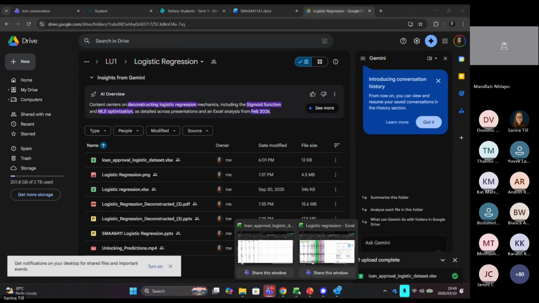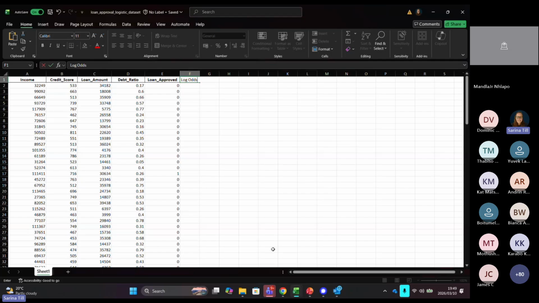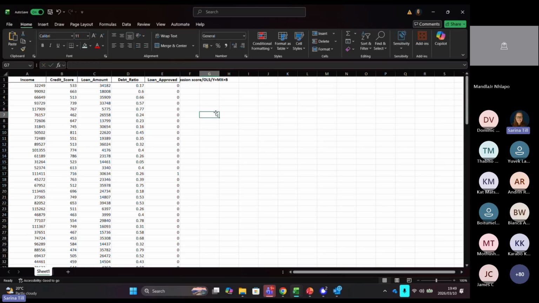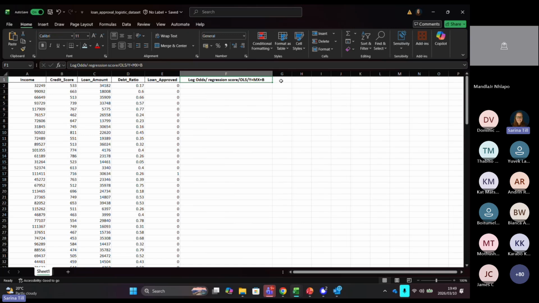Okay, right. So let's do this. We're going to work out the log odds, which we now know is the regression score, or OLS, or whatever YMXB thingy, whatever you want to call it, so you remember. So we're going to do this quickly. All right, so we're going to work out this guy. That's quite a long thing. So let's go work that out.